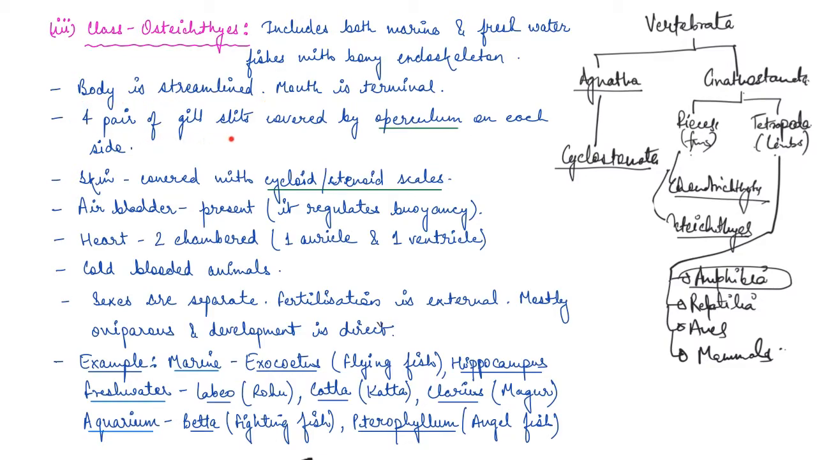Now, four pairs of gill slits, and they are covered by an operculum on each side. Then the skin is covered with cycloid or ctenoid scales. There we had placoid scales. Here we have cycloid or ctenoid scales. Now the air bladder is present. Basically that regulates buoyancy, and because of the presence of the air bladder, they need not always keep swimming in the water. Now the heart is again the same as in class Chondrichthyes, which is two-chambered, one auricle and one ventricle.